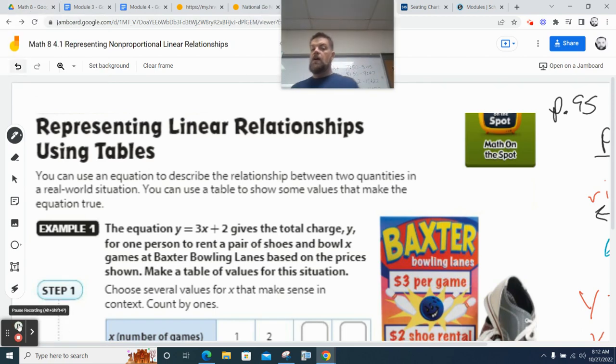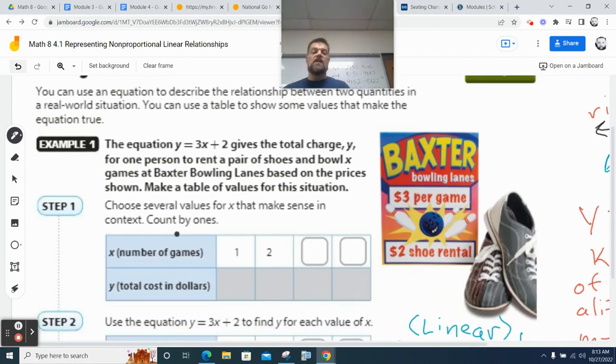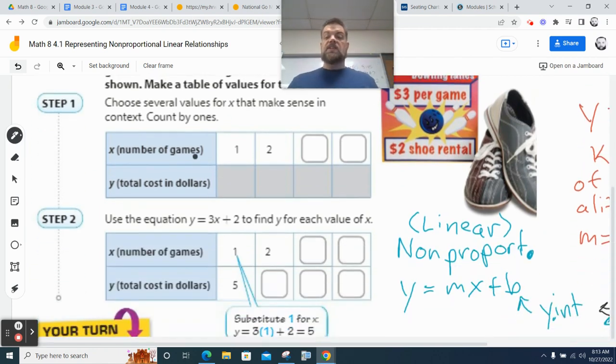All right, here we go. So it gives us the equation 3x plus 2 is the total charge, where y is for one person to rent a pair of shoes and bowl x number of games at Baxter's Bowling Lanes based on the prices shown. So what we want to do is complete this chart. In order to complete it, we need to think of how many games you're going to bowl. Well, you might bowl one game, you might bowl 2 games. What do you think I could put in here? 3. What about here? 4.